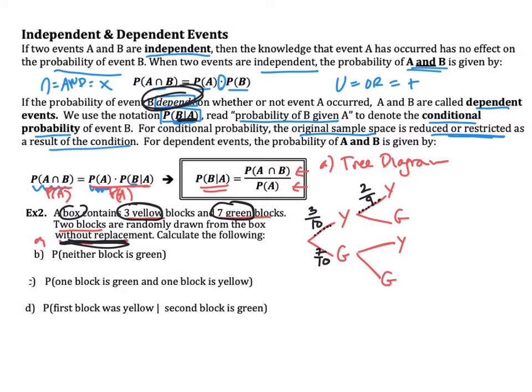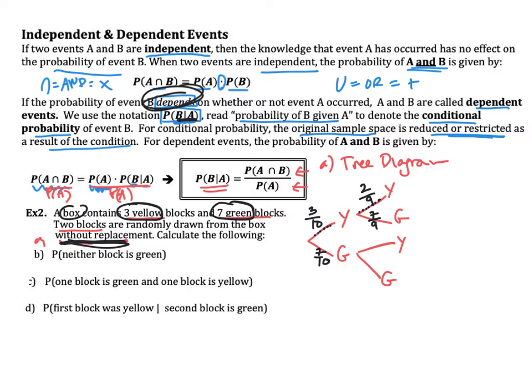My probability for choosing a green as my second block, well, again, it depends. I just chose my block for yellow, so there's only 9 blocks left, but all 7 green ones are still in there. So there's a 7/9 chance of me getting a green for the second one. And then I continue down on my other branches.